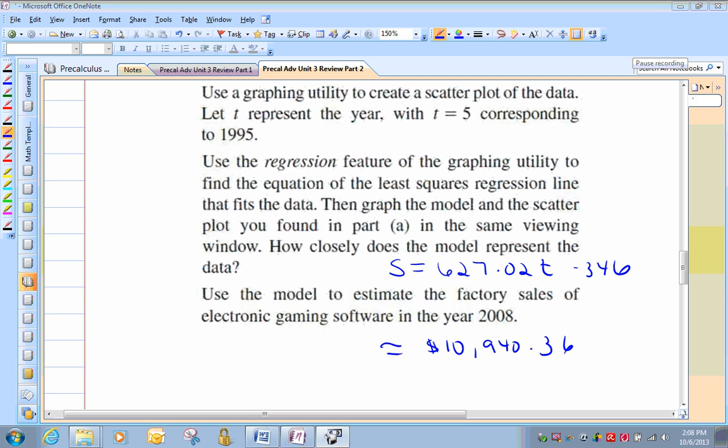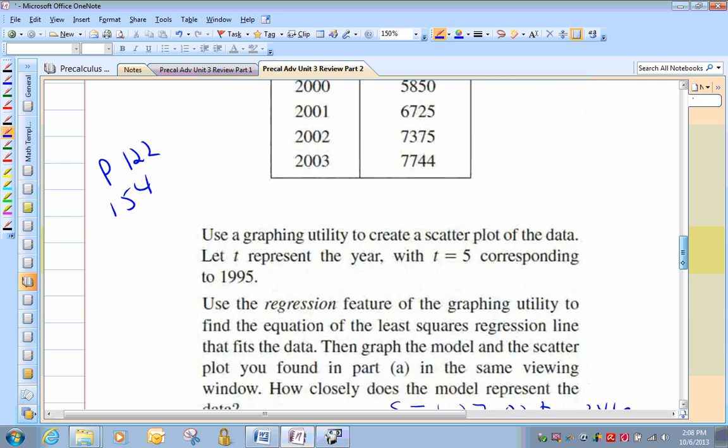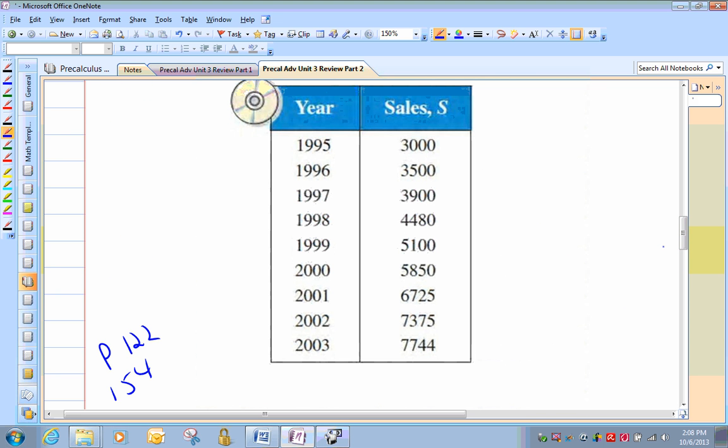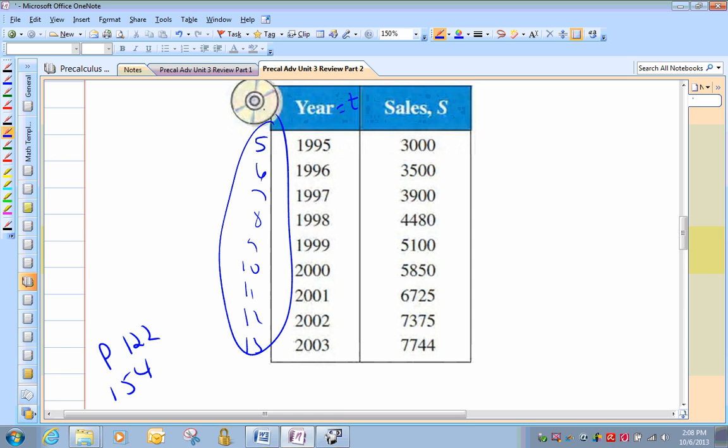All right, this next problem was a lot like the one we did before with your calculator, so I would want you to work that. You can put in your information. In this particular problem, I believe they tell you that t, which represents the year, equals 5 in 1995. So they would say this is year 5. And then this would be 6, 7, 8, 9, 10, 11, 12, 13. And those would be the x values in your data. And then, of course, these would be your y values in your data. And you would find your model.